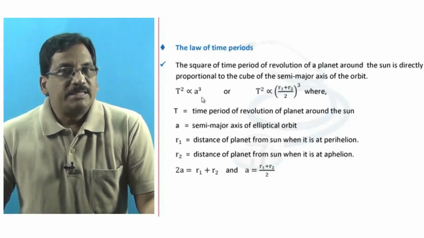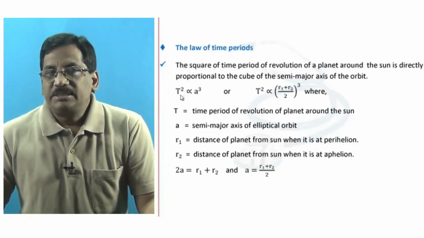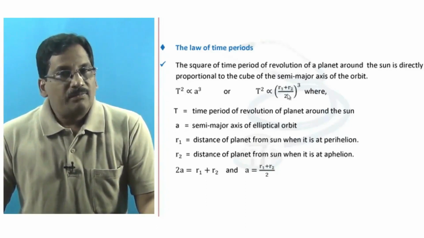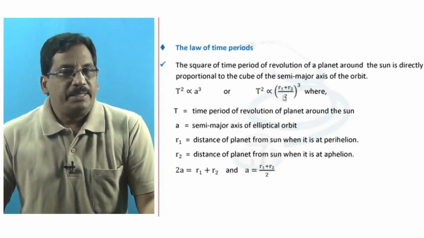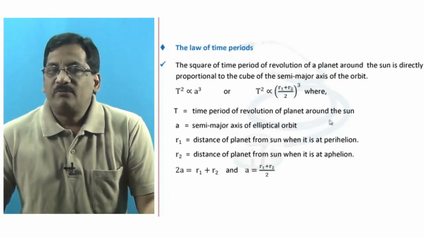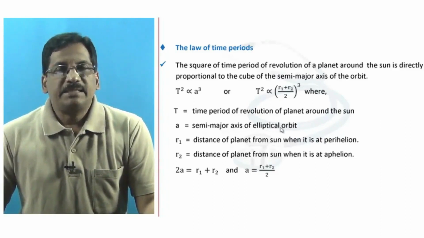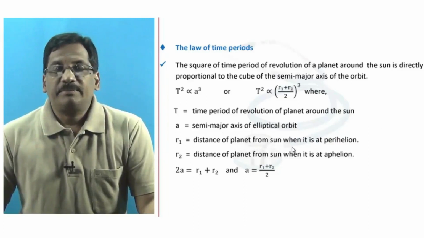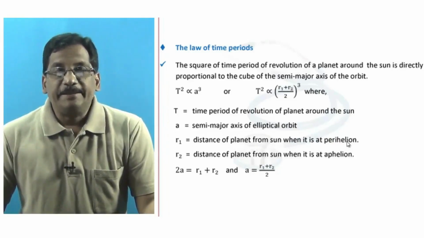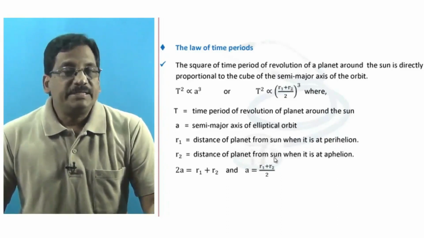And we already understand that a, the semi-major axis, is (r1 plus r2) by 2. Therefore we can write the expression as T square proportional to ((r1 plus r2) by 2) whole cube, where T is the time period of revolution of the planet around the sun, a is the semi-major axis of the elliptical orbit, r1 is the distance of the planet from the sun when it is at perihelion, and r2 is the distance of the planet from the sun when it is at aphelion.